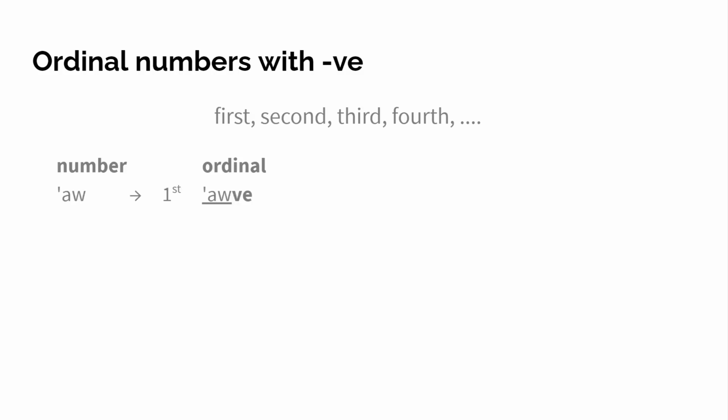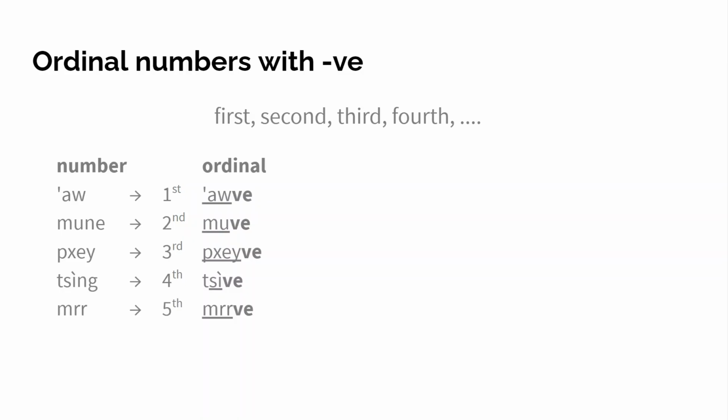Next, let's look at the ordinal numbers, which can be built with the suffix v. So ordinal numbers are things like first, second, third, fourth, and so on. Au, 1, would become auve, first. Mune, 2, would become muve, second. A, 3, would become ave, third. Tsing, 4, would become tseve, fourth.